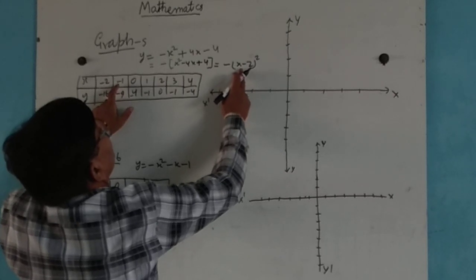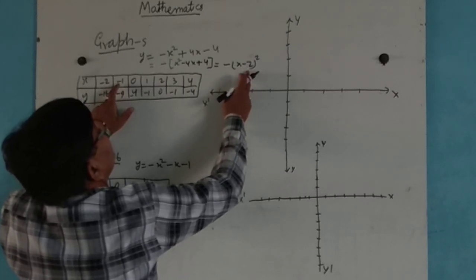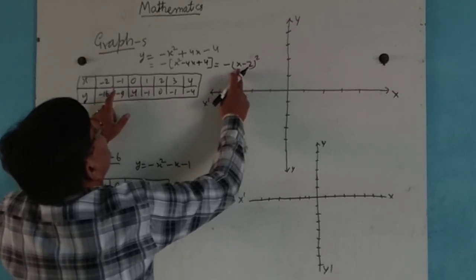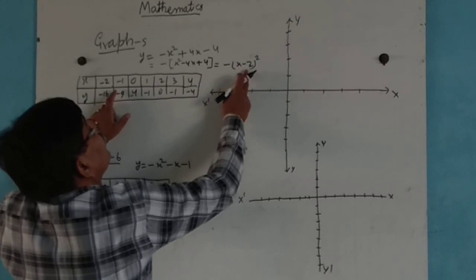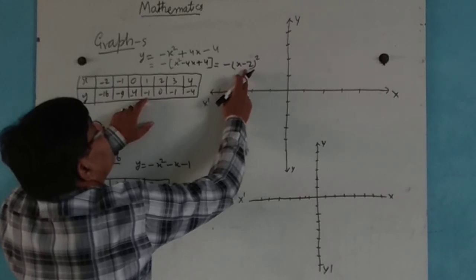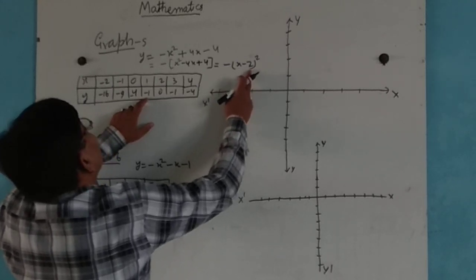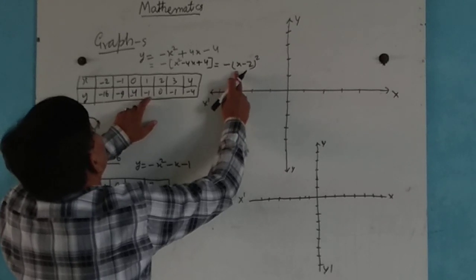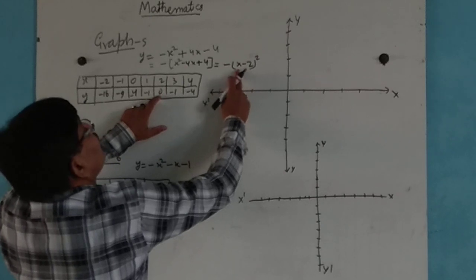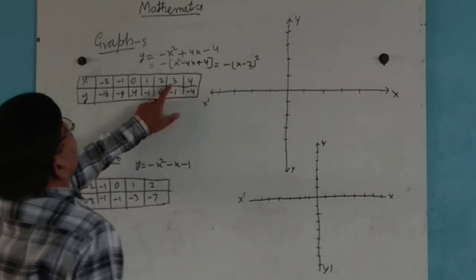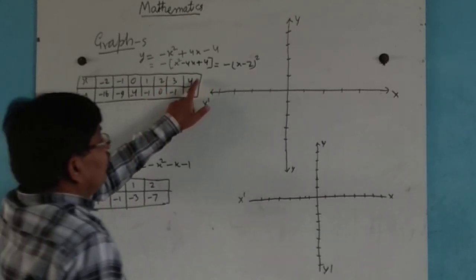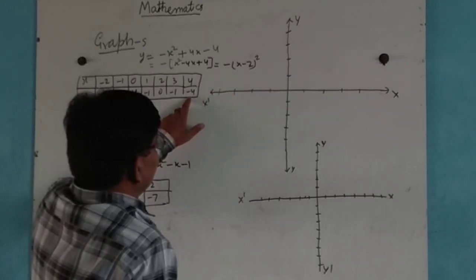X equal to -1: -9. X equal to -2: -16. X equal to 1: -1. X equal to 2: y equal to 0. Similarly, putting x equal to 3, we get -1, and x equal to 4, we get -4.